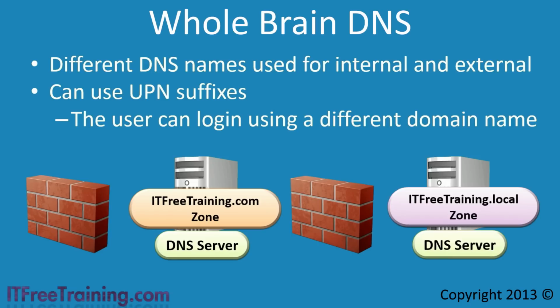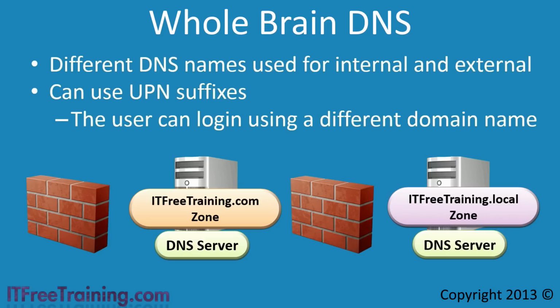In this example, the internal network uses the DNS name ITFreeTraining.local, and the external uses ITFreeTraining.com. If an attacker were to gain access to the DNS records on the external DNS server, in this case, they would only be able to access the DNS records that were publicly available anyway. The internal DNS records would still be safe on the internal DNS server and not accessible on the Internet.